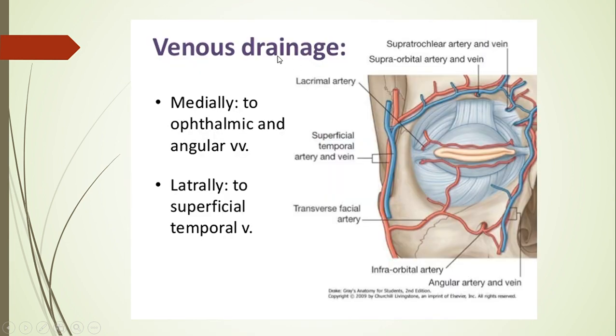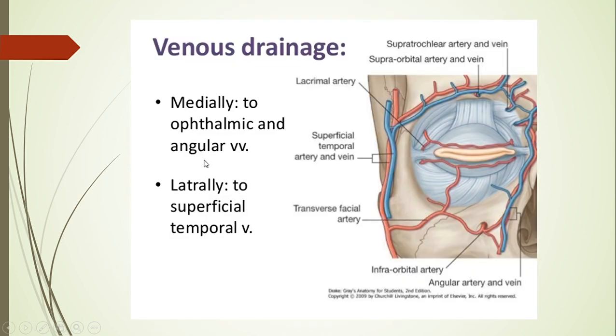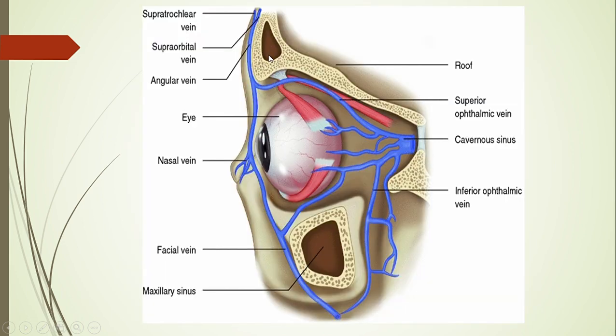For venous drainage, externally it passes to the ophthalmic vein, angular vein, facial vein and superficial temporal vein. Internally it passes to the cavernous sinus by means of the superior ophthalmic and inferior ophthalmic veins.